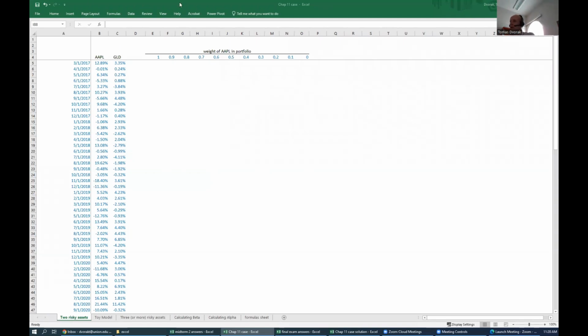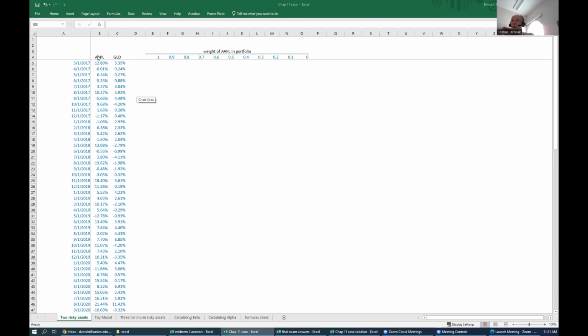So, while in chapter 10 we examined risk and return characteristics of one asset at a time, in chapter 11 we're going to consider portfolios of assets. We're going to mix two, well, three assets together and see how the risk and return of a portfolio of multiple assets behaves.